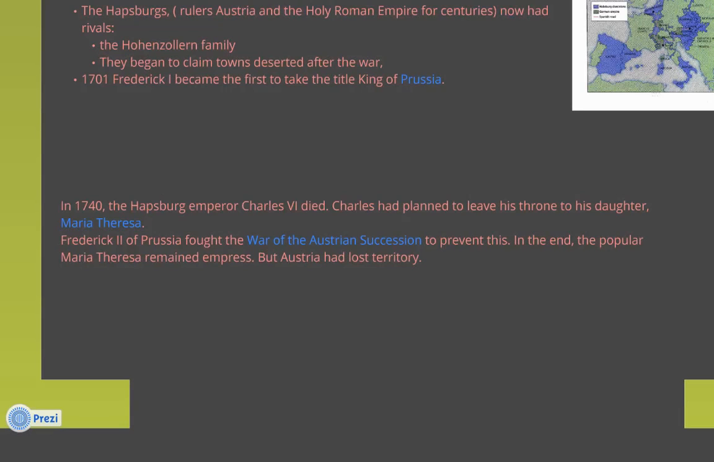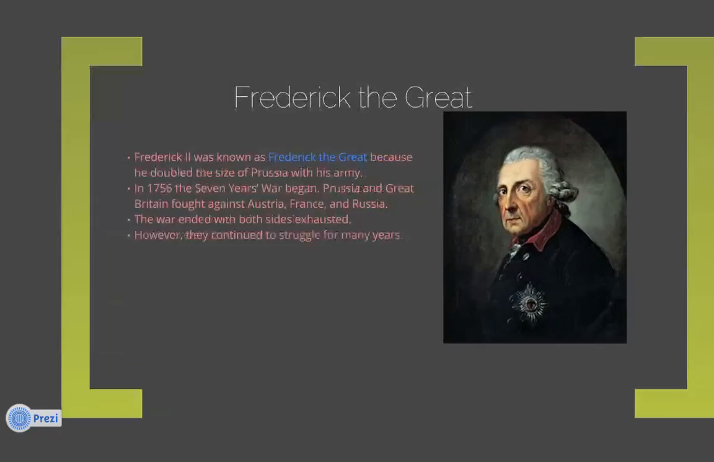Remember, succession is when your successor is the person who takes over after you. He wants to prevent this, so in the end, though, Maria is going to get the win, and she's still going to remain the empress. And Austria, though, in this war is going to lose a bit of territory to Prussia.